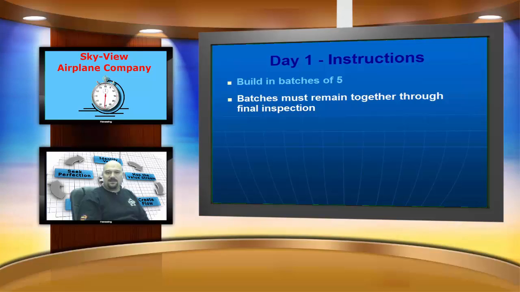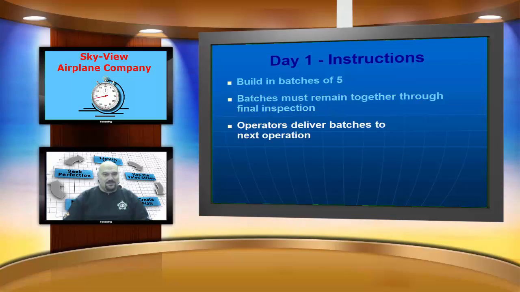This means that the batch must be built and transported from one station to the other right through to workstation 5 and then delivered to workstation 6 for shipping. Operators themselves must deliver the batches to the next operation. They can't move the planes across the table because that's a safety concern. They have to get up out of their chair and deliver it into the queue of the next operation.